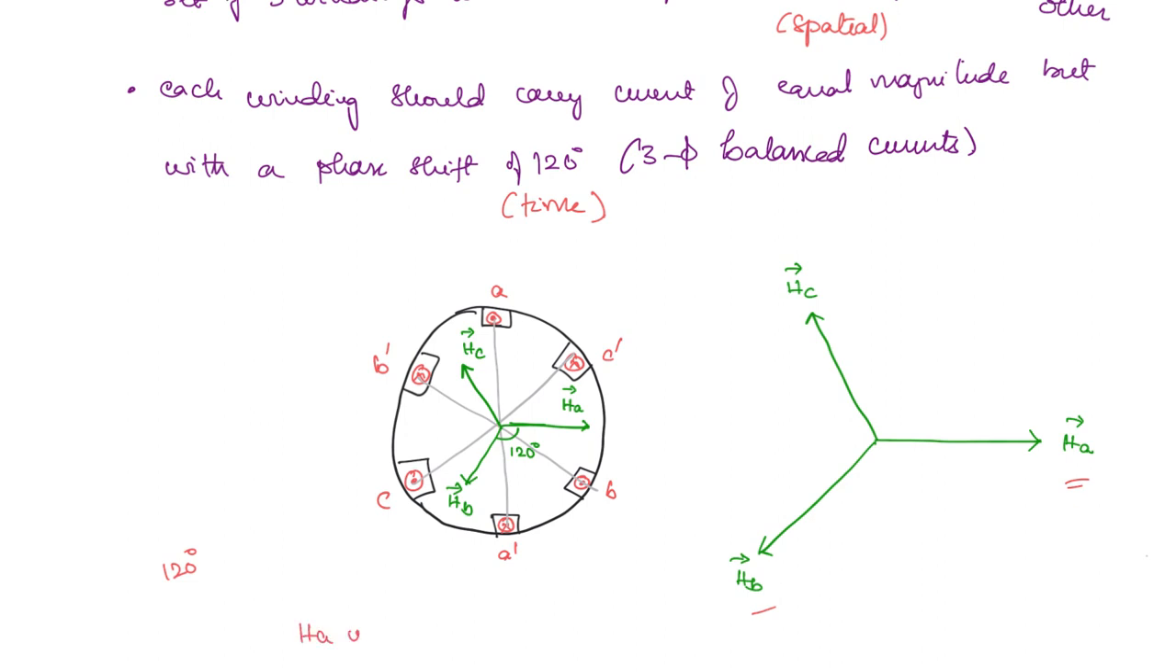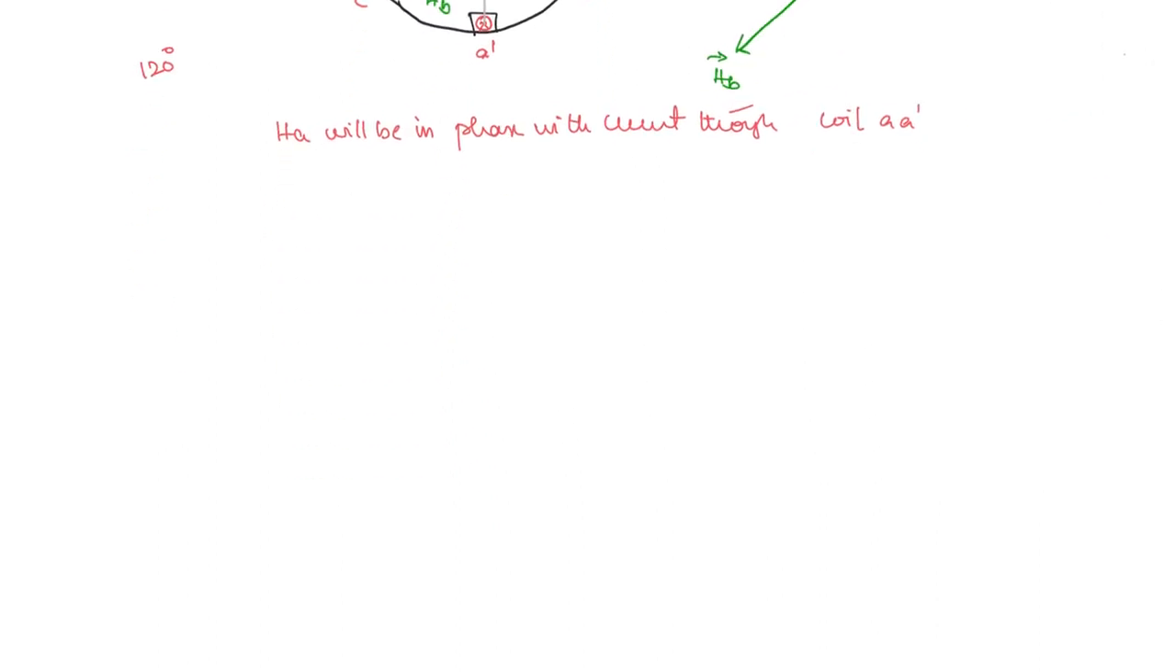Because HA will be in phase with current through coil A, you can write AA dash. Similarly, HB will be in phase with current through coil B dash, and HC will be in phase with current through coil C dash. So what you will do now, IA current or IAA dash, let us take it as IM sine omega t. That means it is having a magnitude IM and the initial phase is 0.